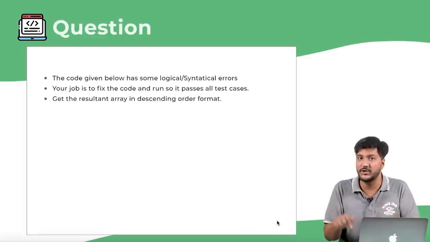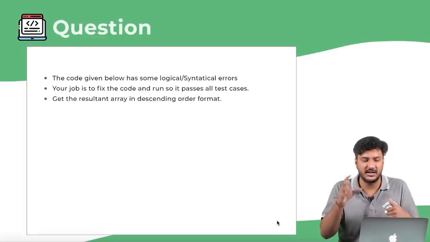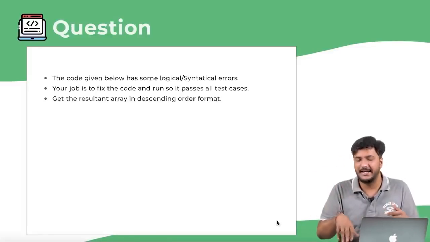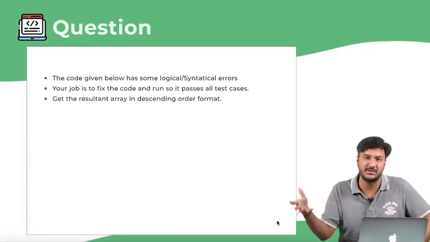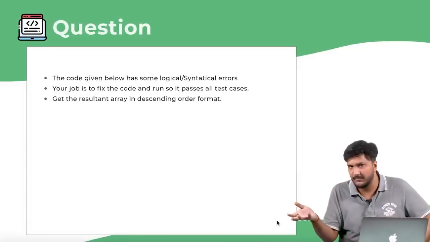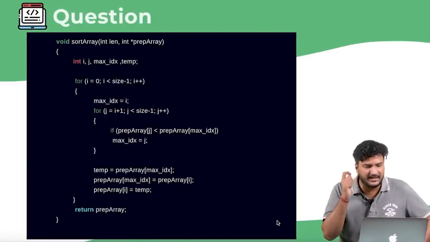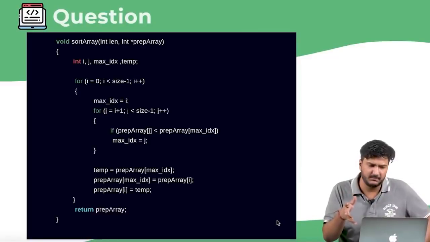So the question that I'll show you, you have to make sure that whatever array is coming inside the function, the output array is in descending order, right? So, you have bubble sort, insertion sort, selection sort, right? All of them you have to apply in a descending order format, right? So let's begin. I'll give you approximately 30 seconds for you to understand what is wrong, right?